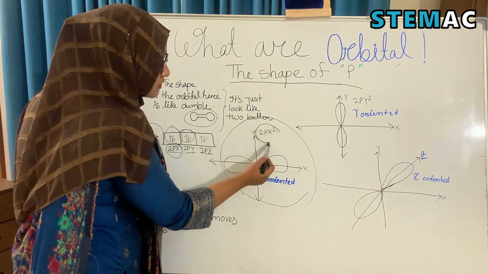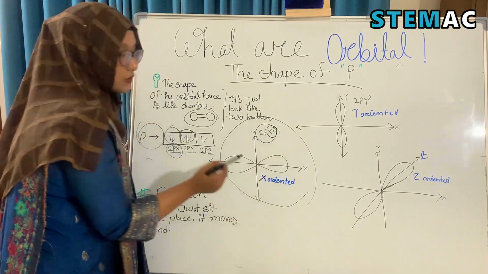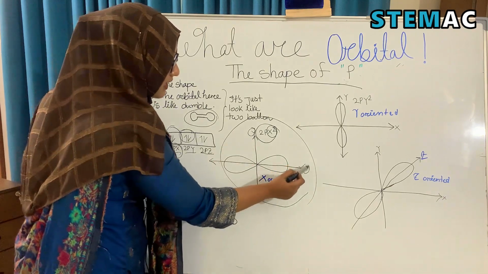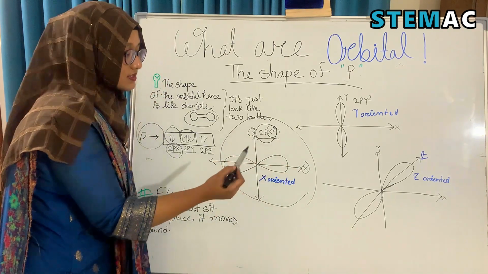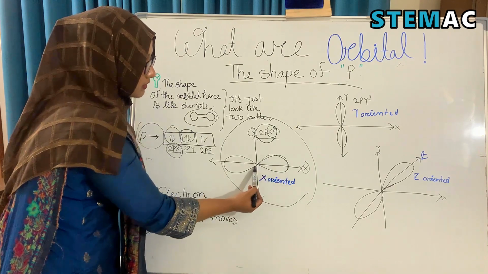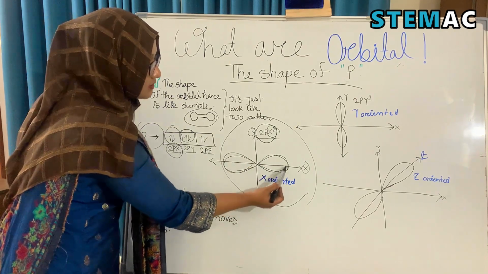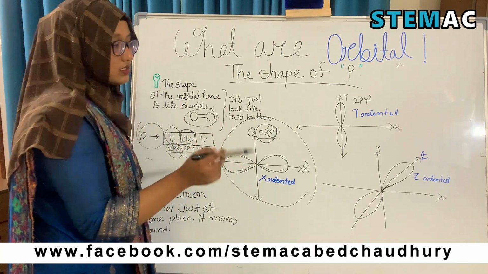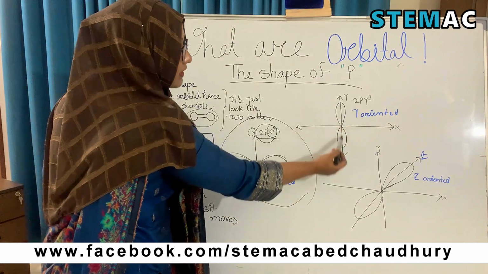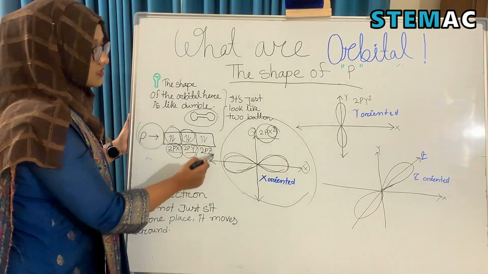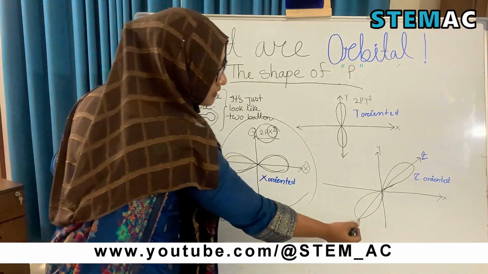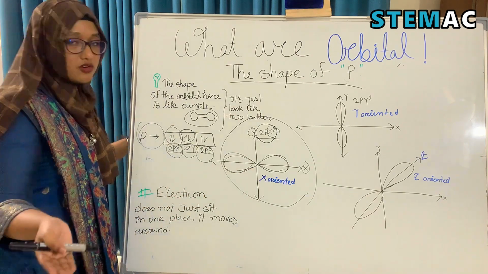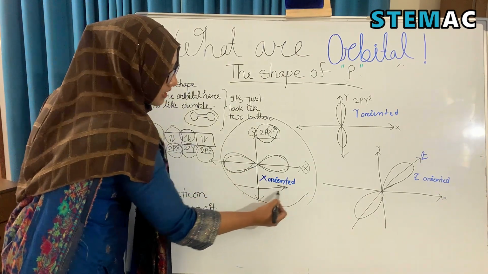So in case of 2px, we have the picture here. As it is x oriented, 2px square, we're gonna have the lobe in the x axis. Here is the y axis and here is the x axis. In case of 2py, which has y, it's gonna be y oriented in the y axis. And in case of 2pz, it's gonna be z oriented in that axis. Here you can see that it looks like you are spreading your hands.